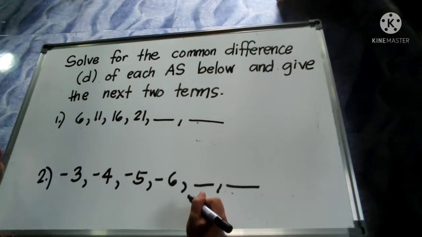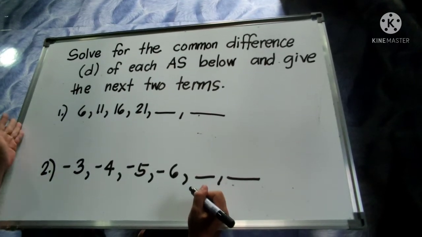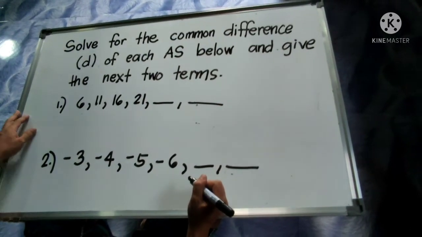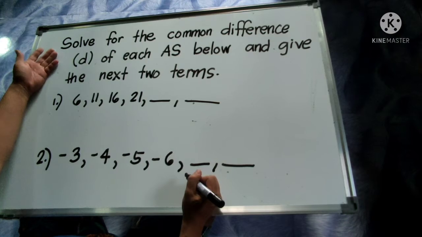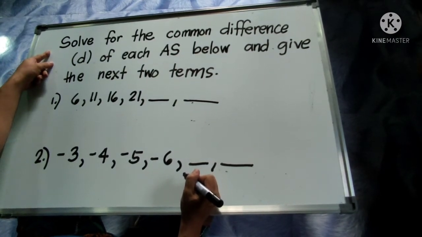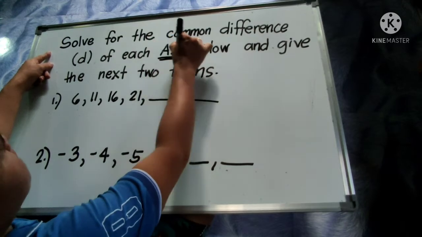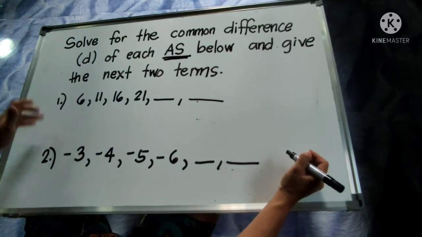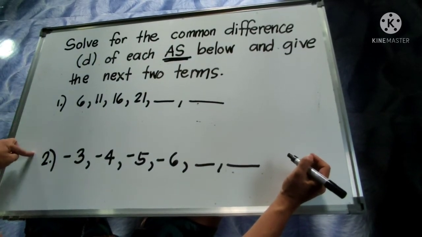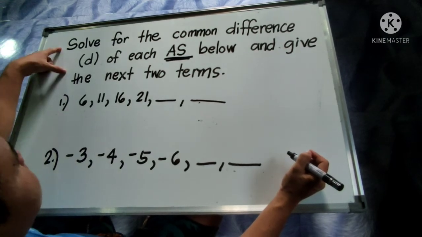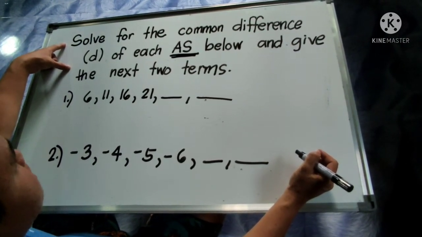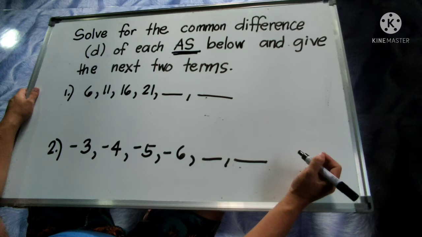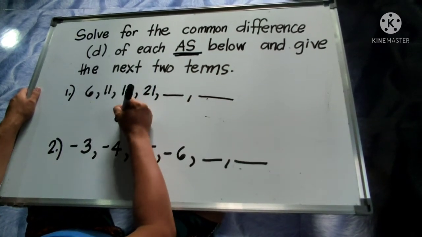At this time, what if you are given that the sequence is arithmetic, and all you have to do is just determine the common difference and provide the next terms. Let's take this example. Solve for the common difference D of each arithmetic sequence below, and give the next 2 terms. So there's no question anymore whether the sequences are arithmetic or not. It is already contained in the instruction that the given sequences are arithmetic sequences. Therefore, you will proceed immediately to determining the common difference.